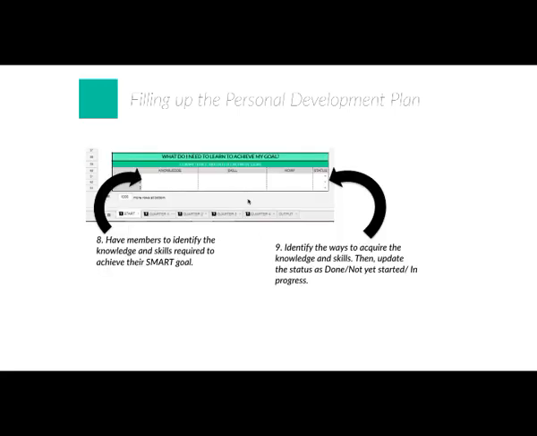Next, the last part in the first spreadsheet will be the gap. It's more like what do they need to achieve their goal. It has the knowledge tab, the skill tab, how and the status. Knowledge means you ask your member to identify the knowledge and skills they need to achieve their SMART goal, which you set previously with them. How do they use their skill to achieve that knowledge? And then after that, you do an audit and check whether they have achieved it or not by putting the done or not done status at the end.